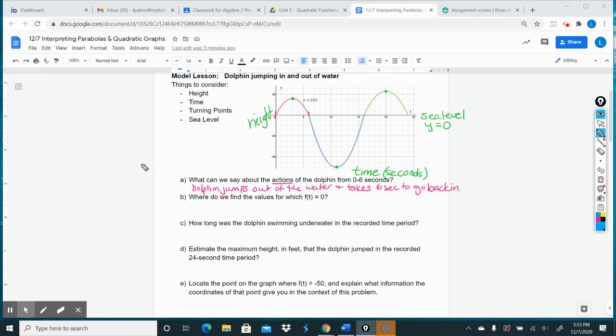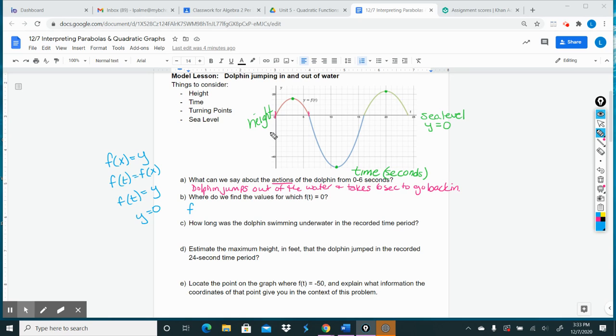So now f of t, you have to remember that f of x equals y. We learned that in integrated algebra. F of t is the same thing as saying f of x. So since f of x equals y and f of t equals y, then f of t equals y. And we know that y is sea level, so y equals 0. So where on sea level is y 0? And what is that time value?